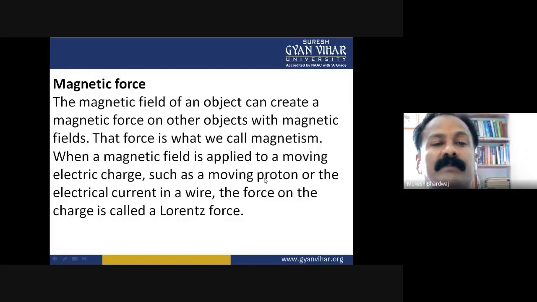Magnetic force: the magnetic field of an object can create a magnetic force on other objects with magnetic fields. That force is what we call magnetism. When a magnetic field is applied to a moving electric charge, such as a moving proton or the electrical current in a wire, the force on the charge is called a Lorentz force.